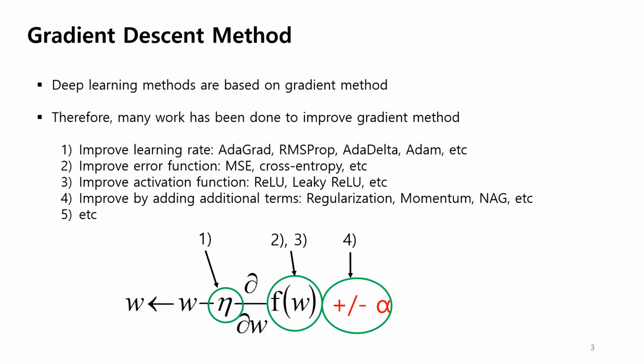Gradient descent is the basic learning method in deep learning and neural net. And this gradient descent is also used in many other machine learning algorithms as well. So there has been a lot of efforts to improve this gradient descent method.